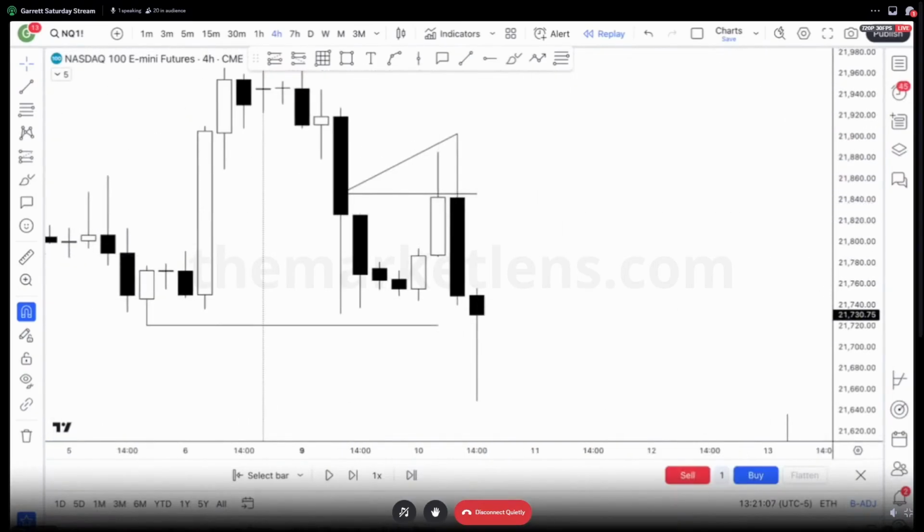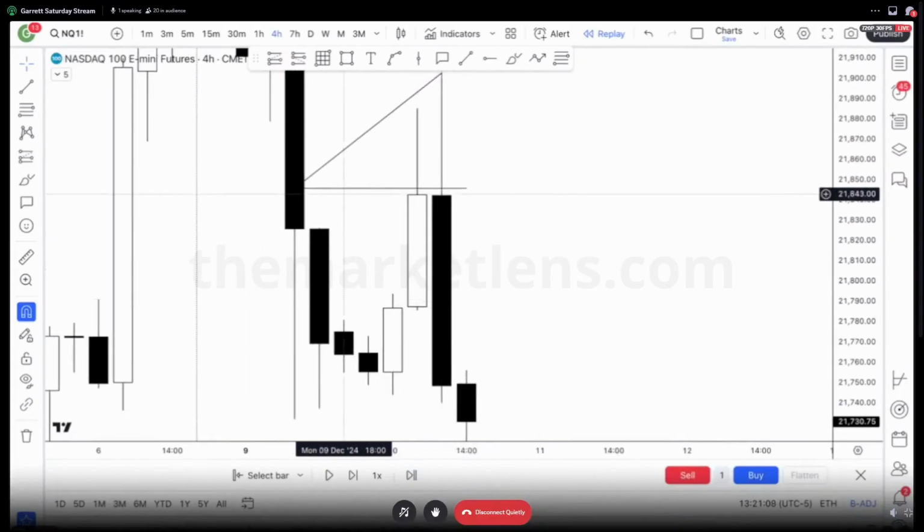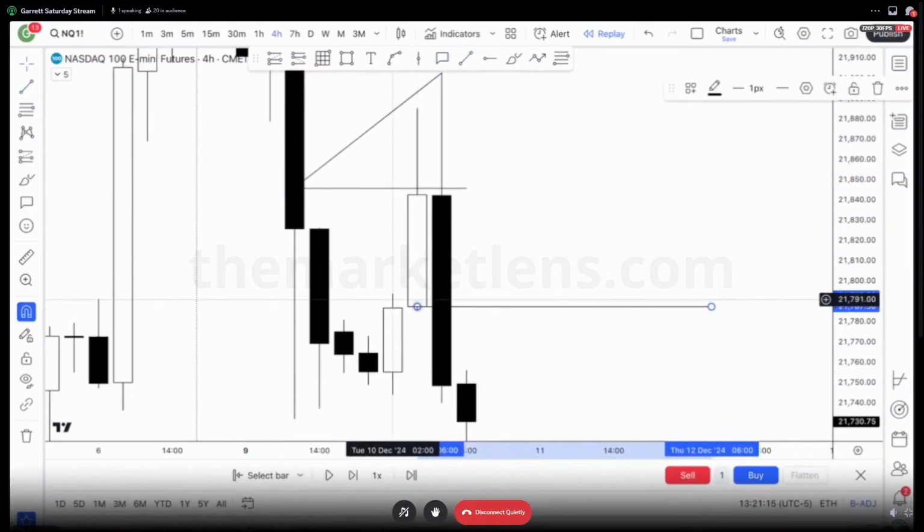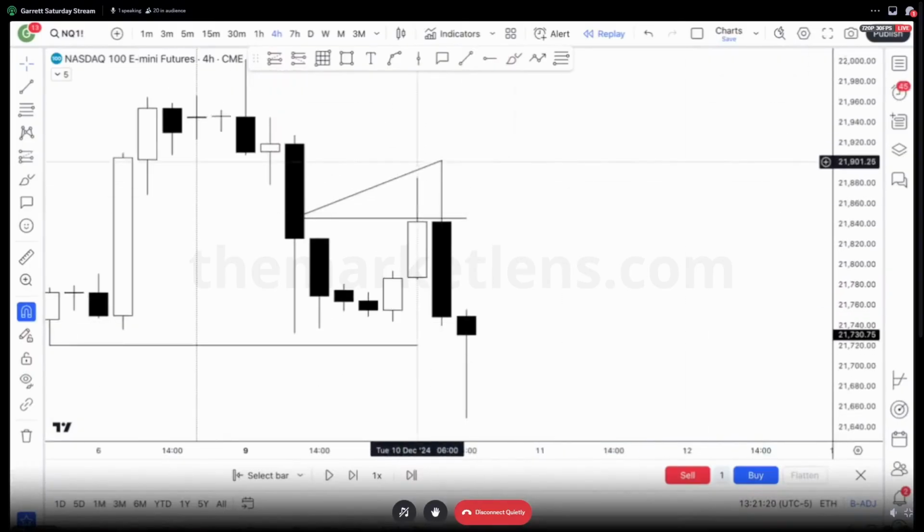we're not going to trade this right when we hit this fair value gap or this high right here. Why? Because the 6 a.m. candle is an expansion candle. We're going to wait for the next candle to become some sort of expansion candle.